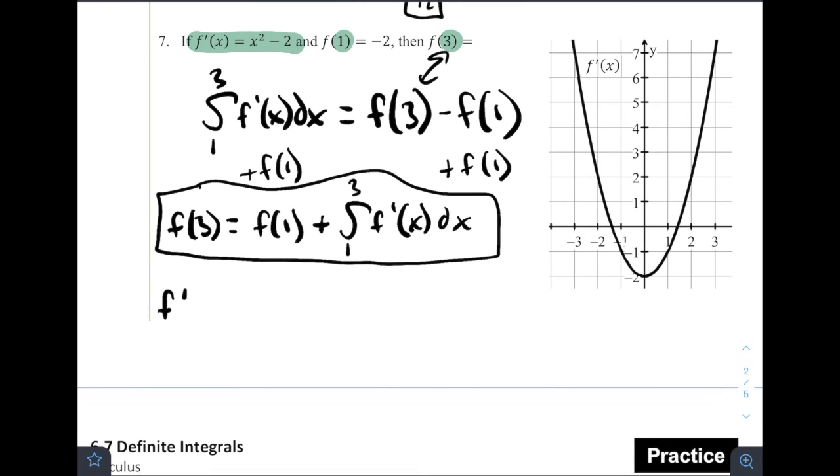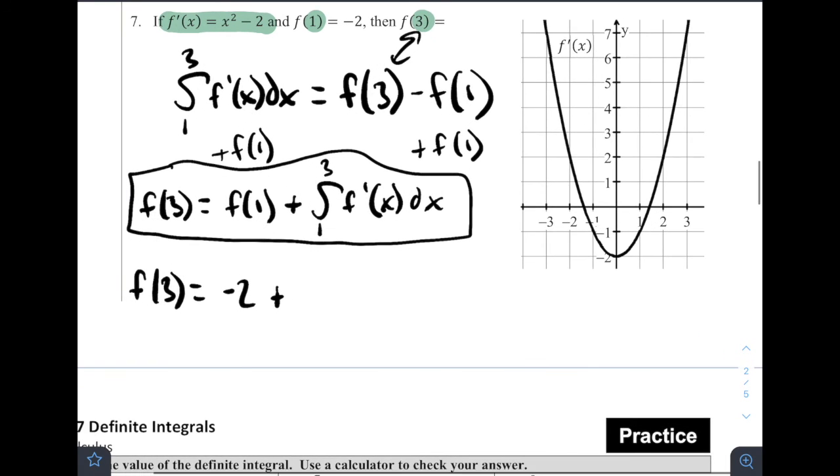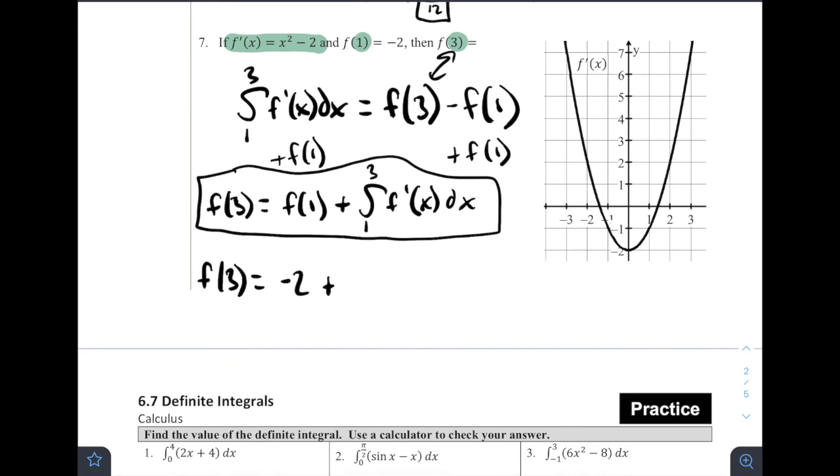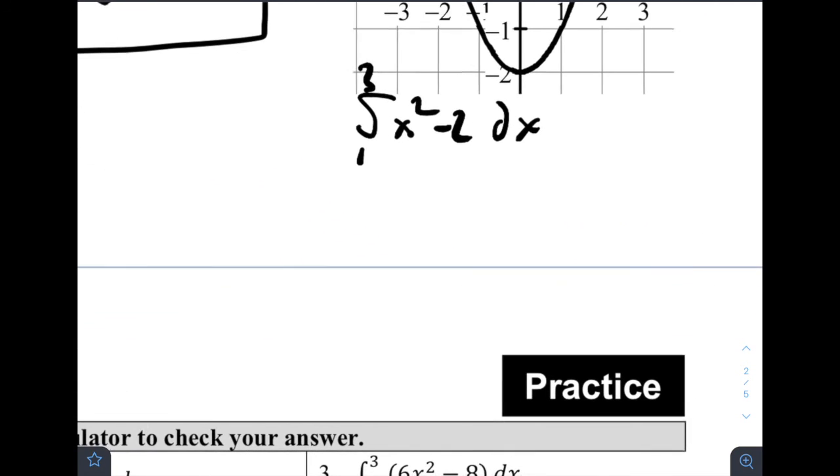So if I want to find out what f of 3 is, we know that f of 1 is -2, and then we need the antiderivative of this function. We've got a visual of f prime here, great, but to actually find that, I'm going to need to plug in the x squared minus 2 and find that antiderivative. So I'll do some side work over here. If we're trying to evaluate the integral from 1 to 3 of x squared minus 2 dx, let's do it.